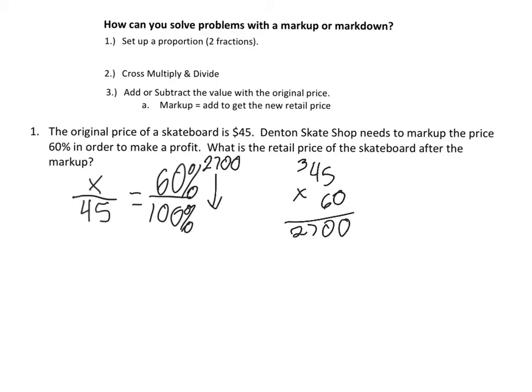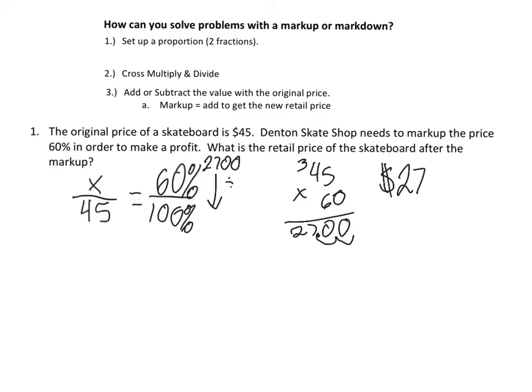Then we divide down. So 2,700 divided by 100. Now there's an easy trick. When you divide by 100, all you have to do is move the decimal 2 times to the left to get our new price. So we have a $27 markup.